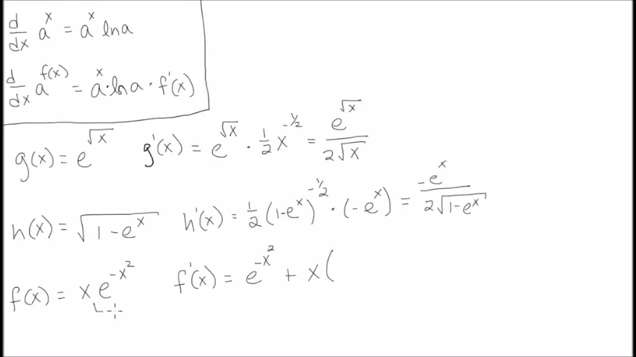The derivative for this second term is going to be equal to e to the negative x squared times the derivative of negative x squared. So that would be negative 2x. And notice that I'm being very careful about my parentheses here, just so that I don't lose anything. So if I multiply that out, I get that that's equal to e to the negative x squared minus 2x squared e to the negative x squared.